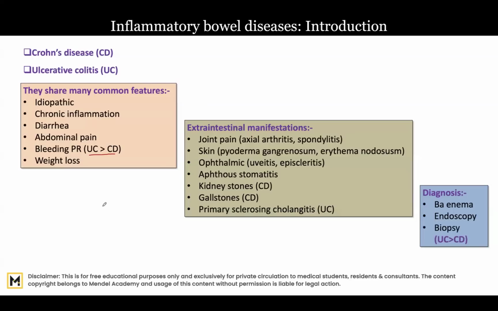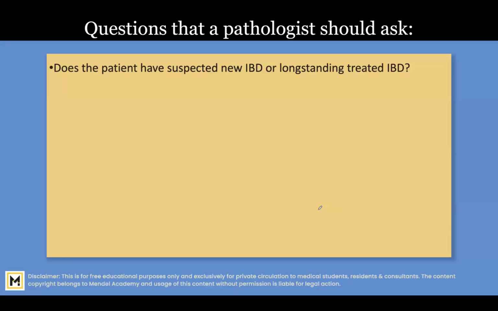You don't generally want to biopsy Crohn's disease for various reasons. We'll see what those reasons are, but ulcerative colitis is very easy to biopsy, and it's also very easy to diagnose. Crohn's is also easy to diagnose, but it doesn't heal.